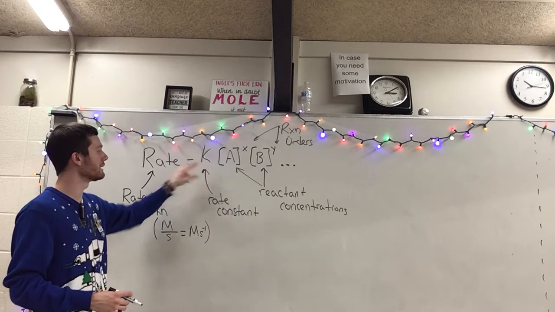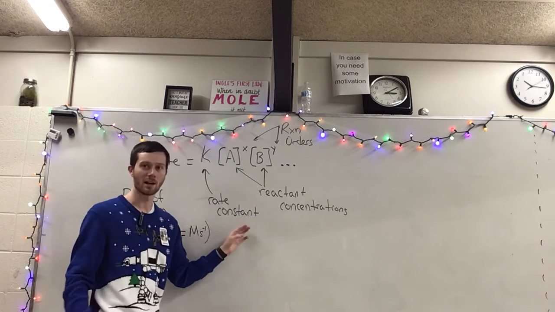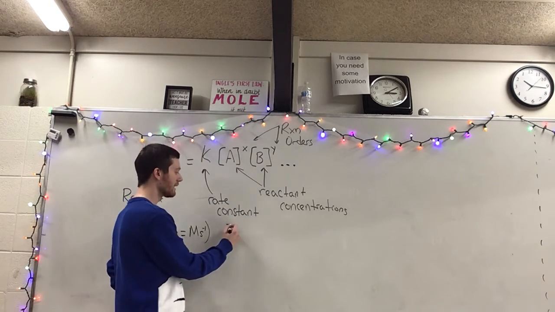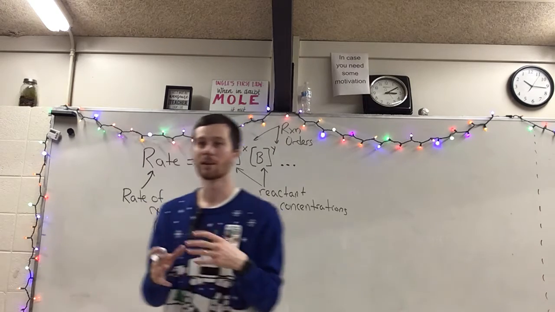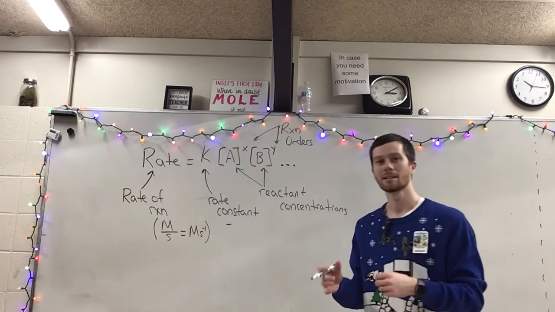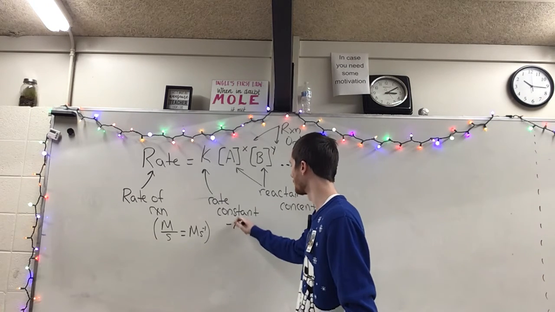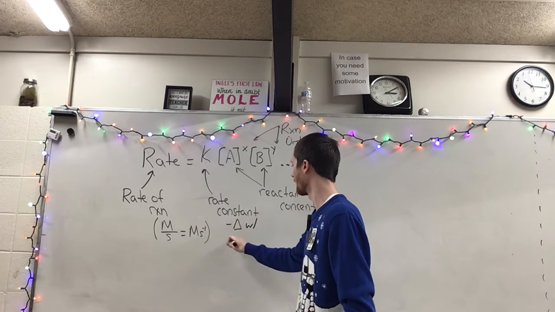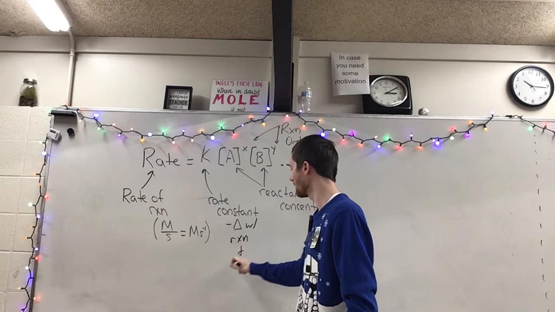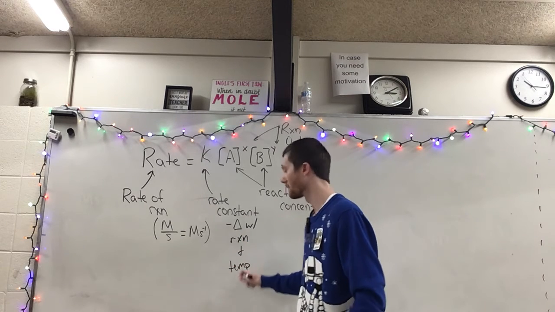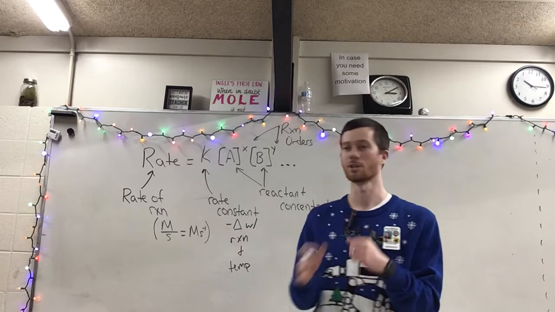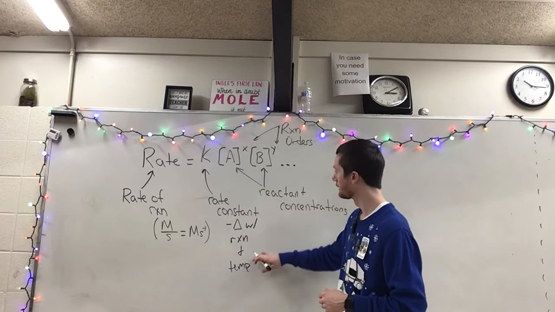So the rate is going to be equal to K, which is the rate constant. And despite the name, this constant is not constant. It's different for each reactant in any reaction at any given temperature. So this can change with reactions, and importantly, it changes with temperature. Because if you increase the temperature of a reaction, you're going to change its rate.